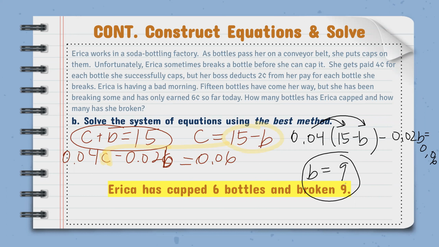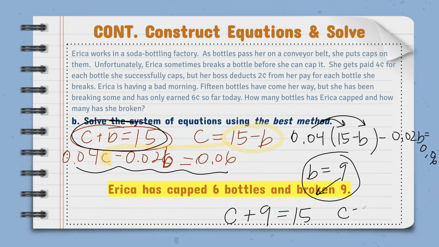What do we do with that information? We'll remember from previous lessons, we plug it into one of the original equations to get the second answer. I'm going to choose this one, a lot more efficient than dealing with all of these decimals. So C plus B, which I now know is 9, is equal to 15. Subtracting 9 from both sides, I get C is 6. So Erica capped 6 bottles, but she broke 9.